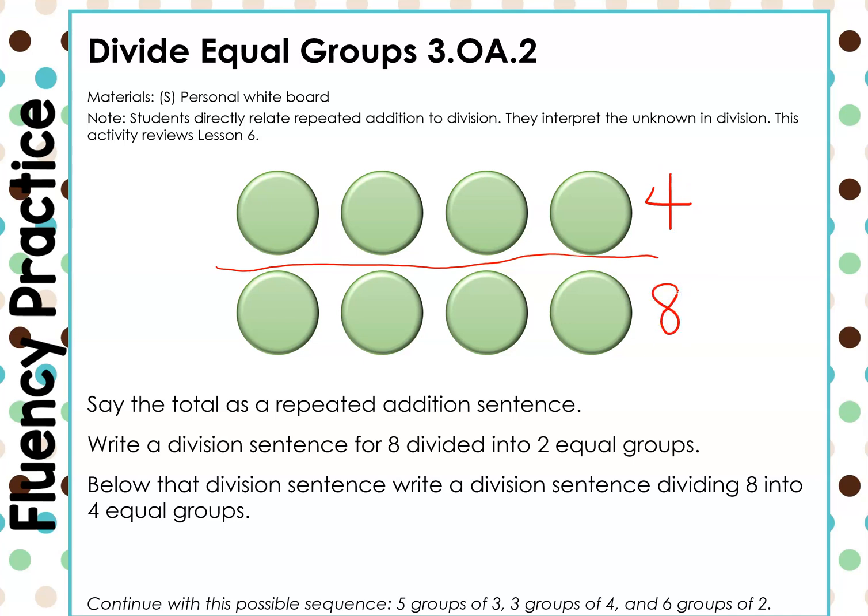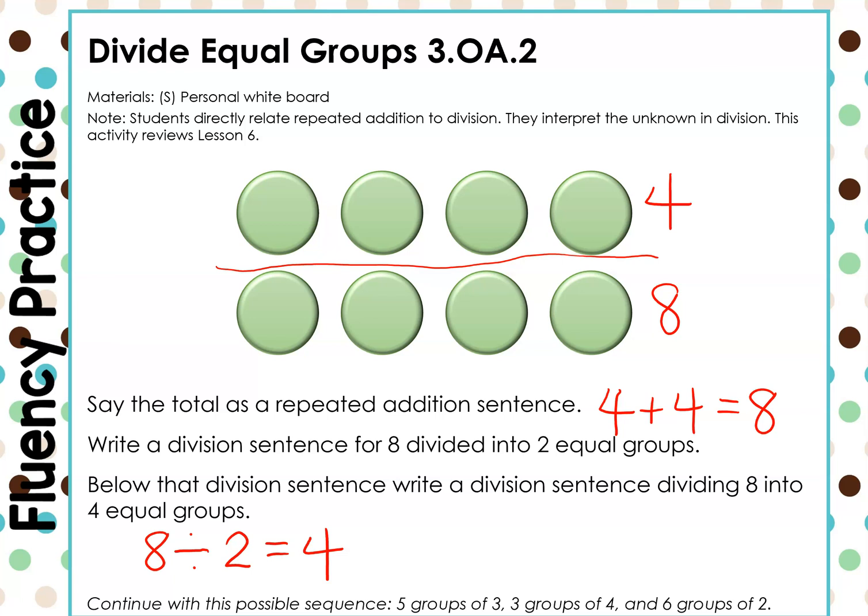8. So for my repeated addition sentence, I would have 4 plus 4 equals 8. Okay, so if I took that and put it into a division sentence for 8 divided into 2 equal groups, I would write 8 divided by 2 equals 4, because I'm taking our total and dividing it by the number of groups we had, which was 2, and there were 4 in each group.